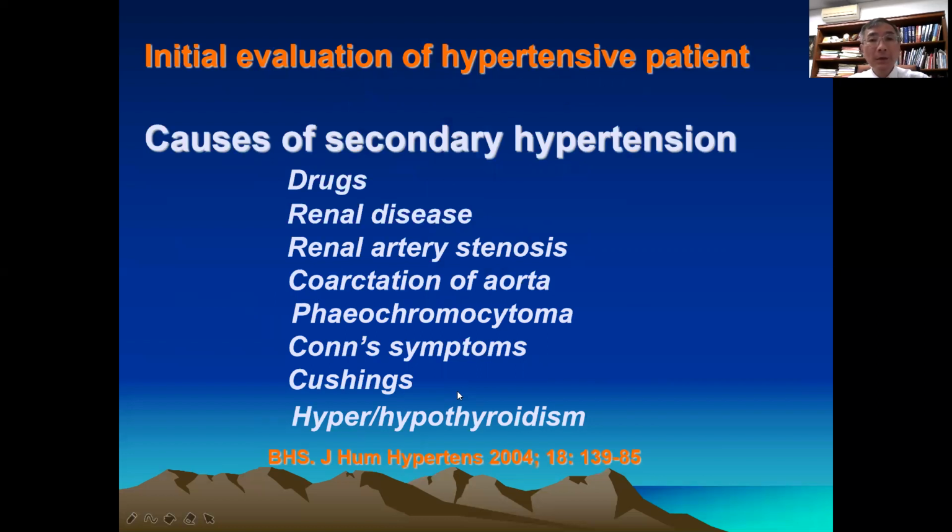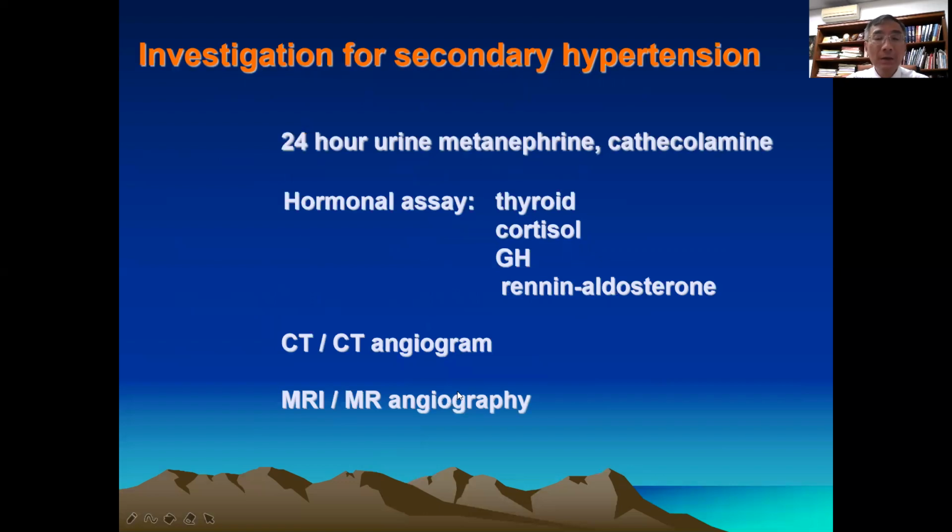Now, again, remember the secondary causes of hypertension, and in further investigation, we try to look for them. For example, the 24-hour urine metanephrine or catecholamine would pick up pheochromocytoma. The thyroid function test is important, looking for hyper- or hypothyroidism. That means the TSH, free T3, free T4 will work out the thyroid status, as would assessment of serum cortisol for the diagnosis of Cushing syndrome.